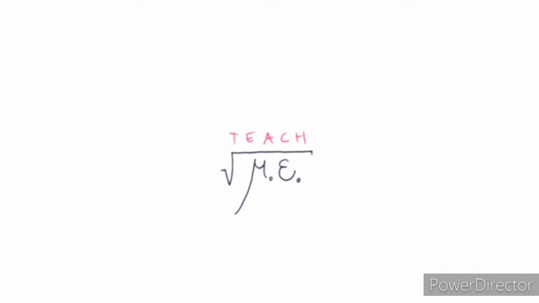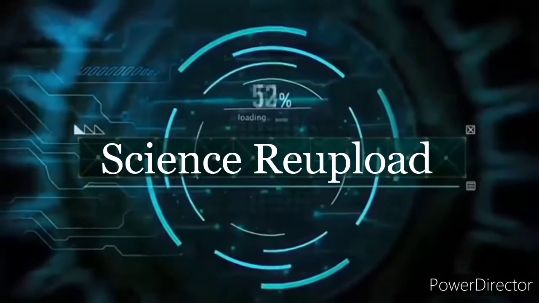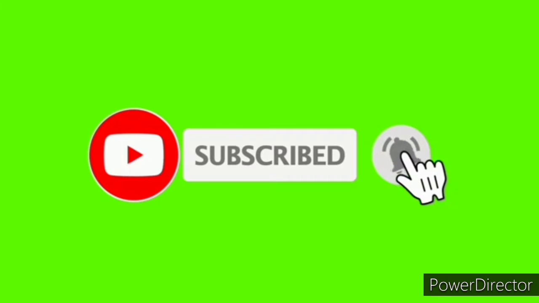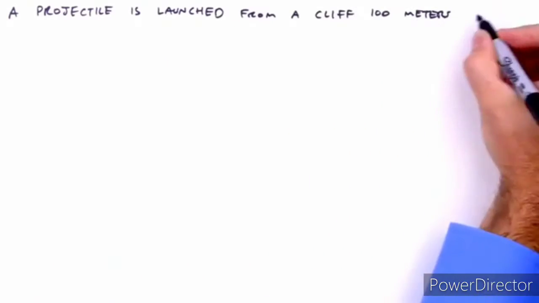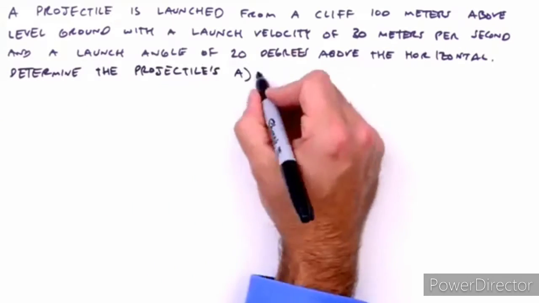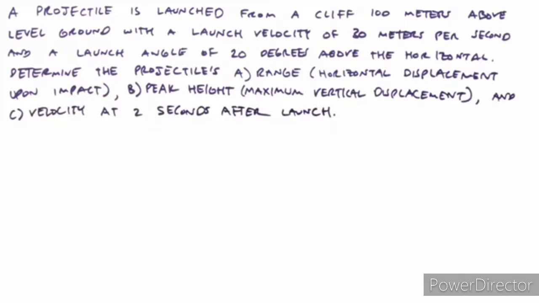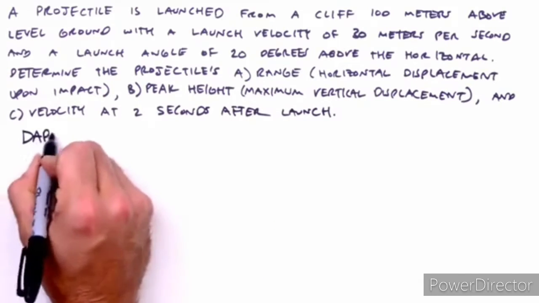Hello everyone, I'm Jesse Mason, and in this installment of Teach Me, we're going to take a look at a classic projectile motion problem involving an angled launch from uneven ground. For this problem, we're given the initial position and velocity of the projectile, and our task is to determine the projectile's range, peak height, and velocity at some point in time along its trajectory. The first step, as always, is to draw a picture.